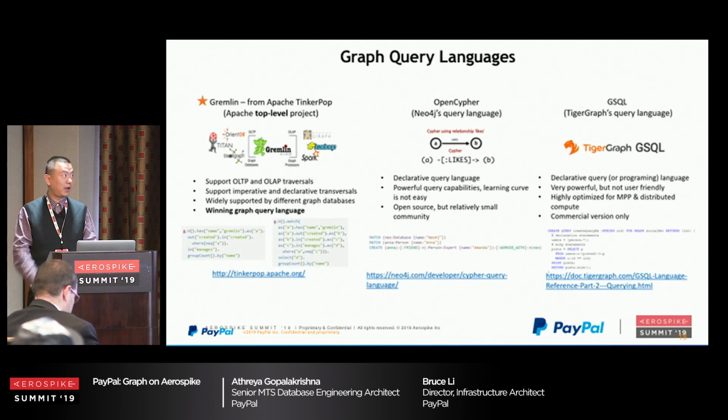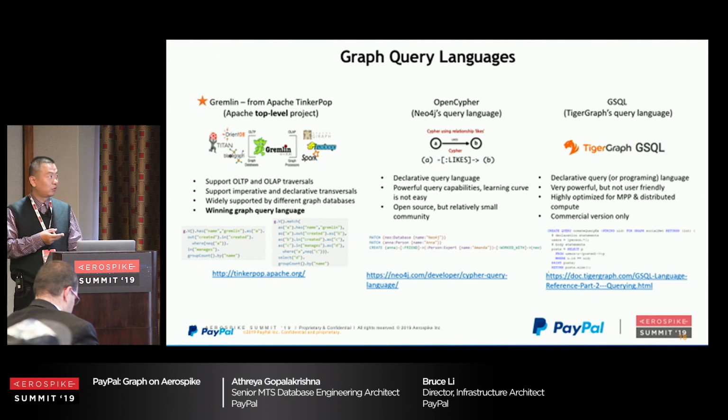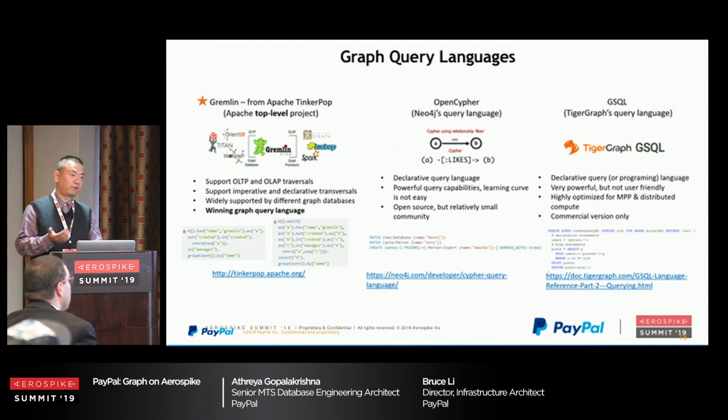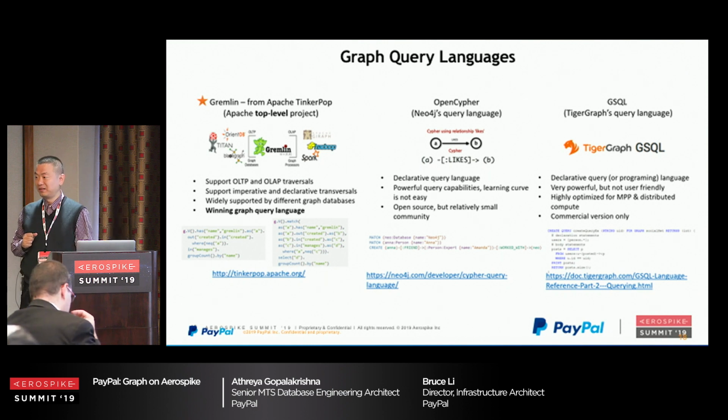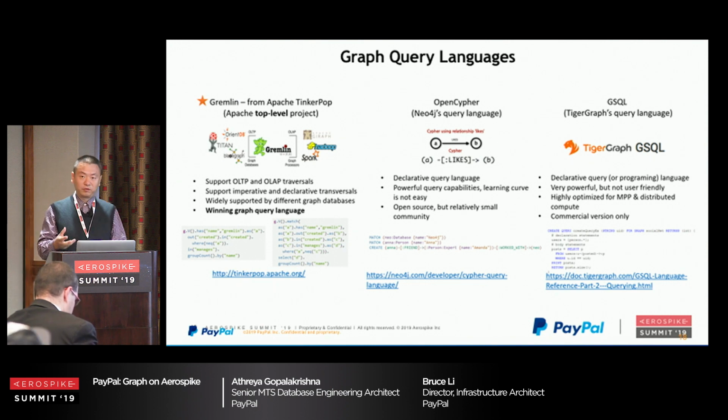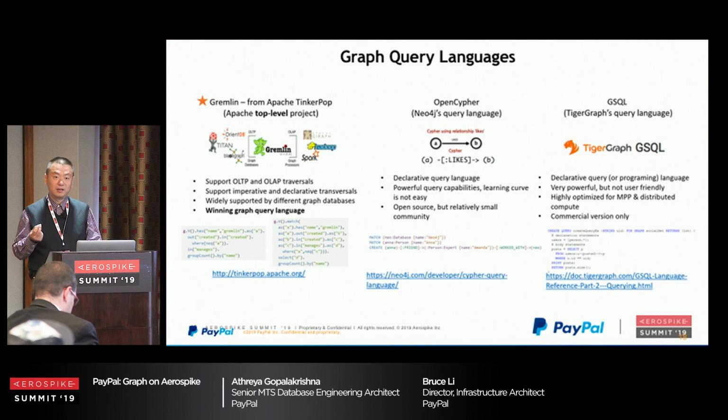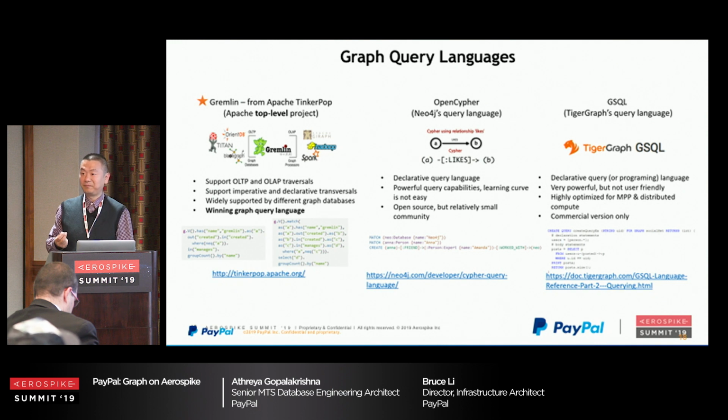And then we need to look at the graph query language. If we look at the industry, basically there are three major graph query languages. One is Gremlin. Gremlin comes from Apache TinkerPop, which is one of the top projects of Apache. It supports both OLTP and OLAP, compute and traversal, and most of the graph databases support it. So it's the winning graph query language. So we decided to support Gremlin.